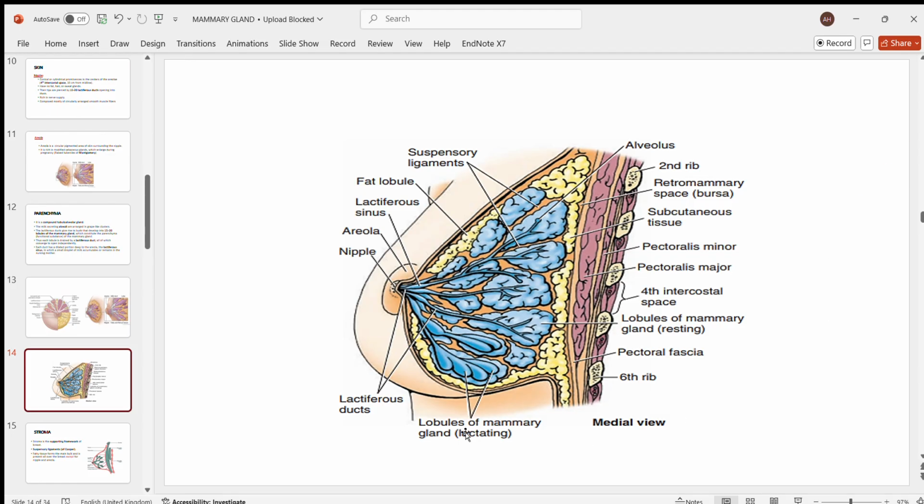In this picture, I'll repeat again. These are the alveoli. The alveoli combine and form a lactiferous lobule. The multiple lobules form a lobe. The lobes are drained by lactiferous duct. The duct shows a small dilatation at its end, which is called lactiferous sinus, and the sinus eventually opens on the nipple.